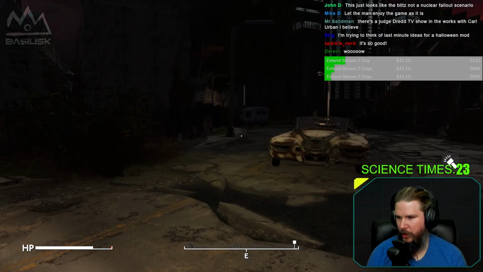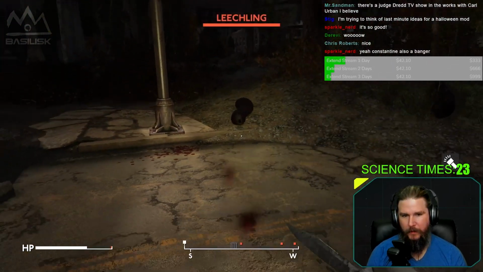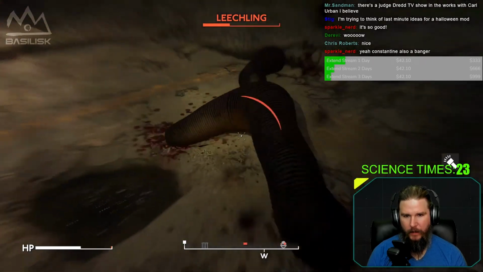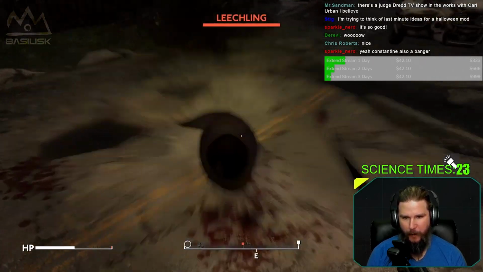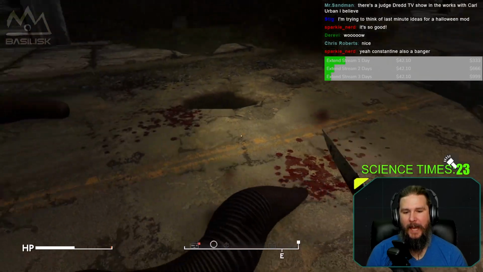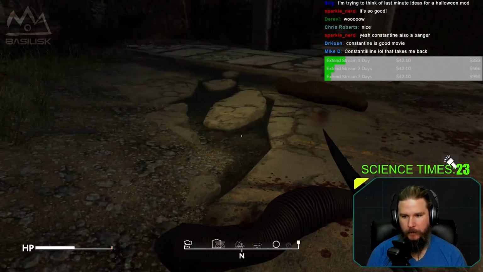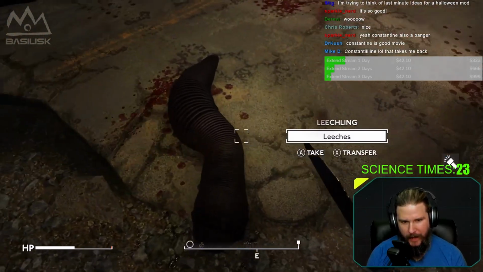There's a Judge Dredd TV show with Karl Urban and what the heck? Ugh. Oh, you're too big. I don't like your ribbing. They're not for my pleasure. Die. Look at the size of that thing.